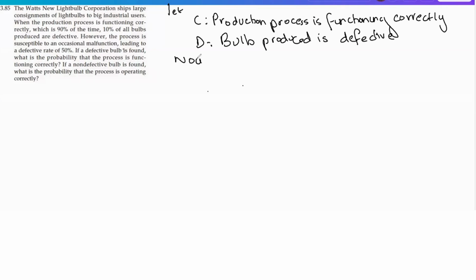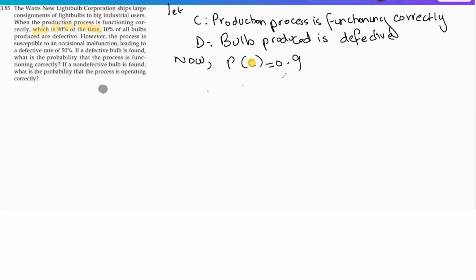Now we are told that the probability that the production process is functioning correctly is 0.9. Where is this given to us? This is given over here: when the production process is functioning correctly, which is 90% of the time. So this is the probability of C. Let's look at the next probability that is given to us.